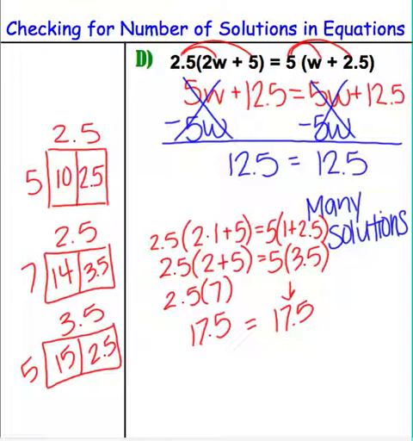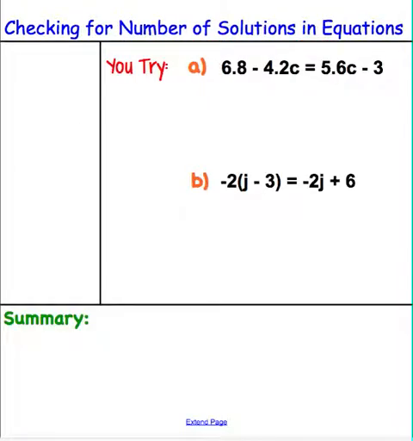So now, the last step is for you to try this. We have 6.8 minus 4.2c equal to 5.6c minus 3, and negative 2 times the quantity j minus 3 equal to negative 2j plus 6. I want you to try these on your own. Bring them to class tomorrow on Friday, and we'll have an opportunity to answer questions that you have. And also, last but not least, do not forget your summary.